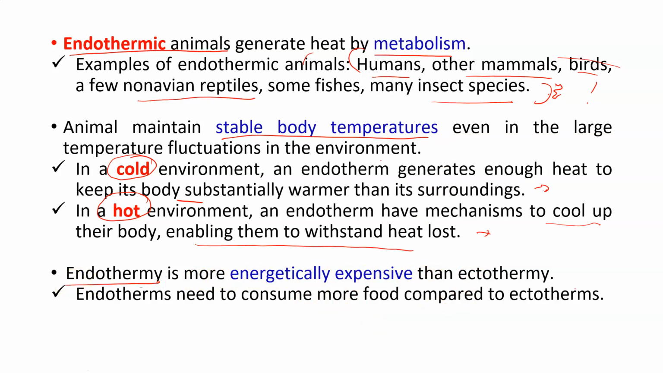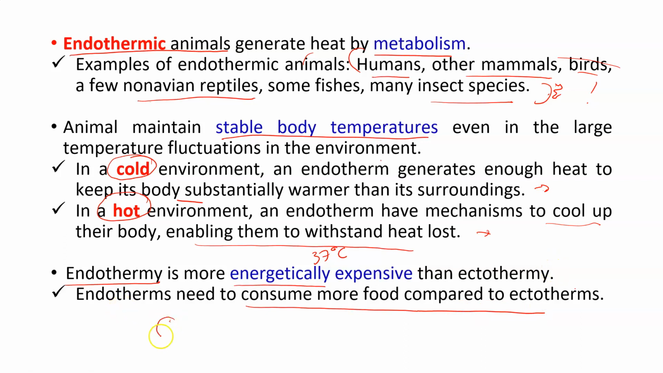So endothermy is more energetically expensive than ectothermy. Haiwan yang berdarah panas ni, okay, dia memerlukan lebih banyak sumber tenaga. Dia perlukan makanan yang lebih banyak supaya untuk maintain the constant body temperature. The food that is eaten by that animal will be used for cellular respiration to generate energy, to generate heat for that animal. Okay, so to make sure it is maintained at 37 degrees Celsius. So endotherms need to consume more food compared to ectotherms.